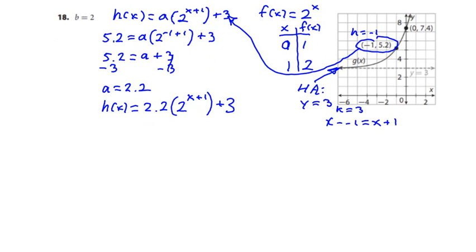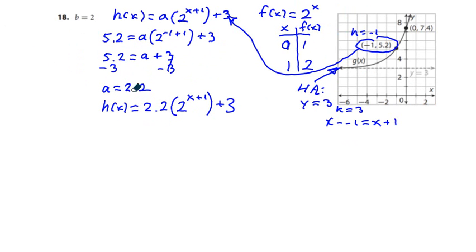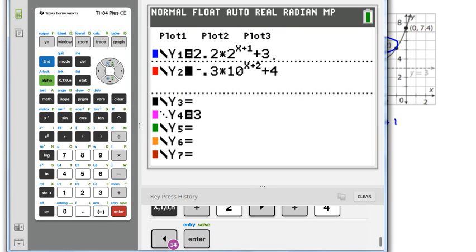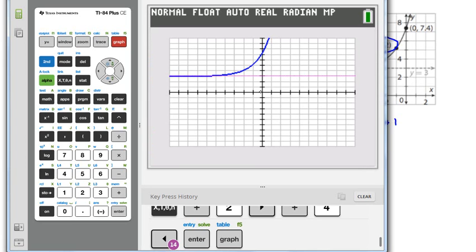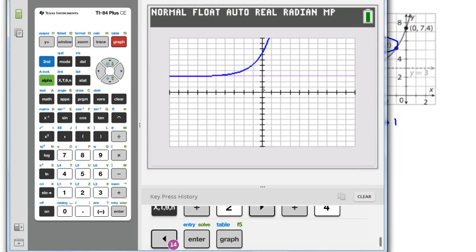Now in our instructions originally it says verify the second reference point is on the graph of the function. Well, we're going to do that by looking at our graphing calculator, and prior to starting this video lesson, here in y1 I've entered that function, and so we press graph and we should be able to see that we have the point -1, 5.2, and our second reference point is going to be 0, 7.4. So let's see if that's the case. Looks like it could be 7.4.